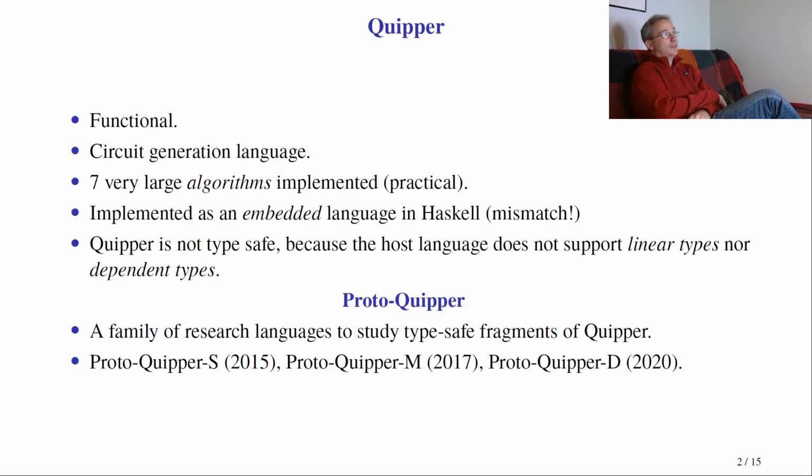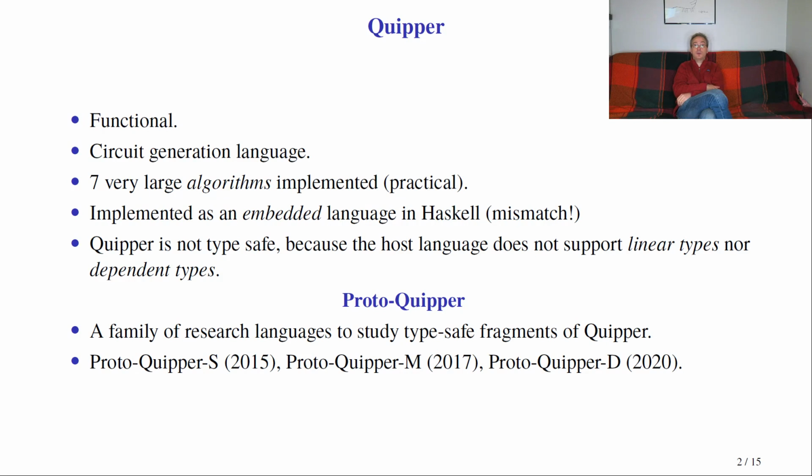Qipper is embedded in Haskell, and while this makes it quite practical, unfortunately Qipper is not type-safe, because there are two features that Haskell doesn't have. One of these is linear types and the other one is dependent types. And both of these would be necessary if we wanted to make a type-safe version of Qipper.